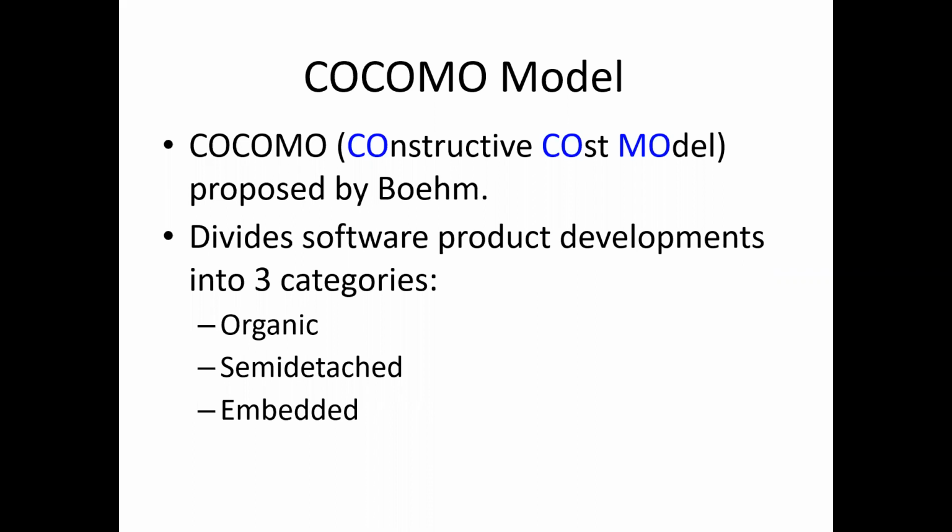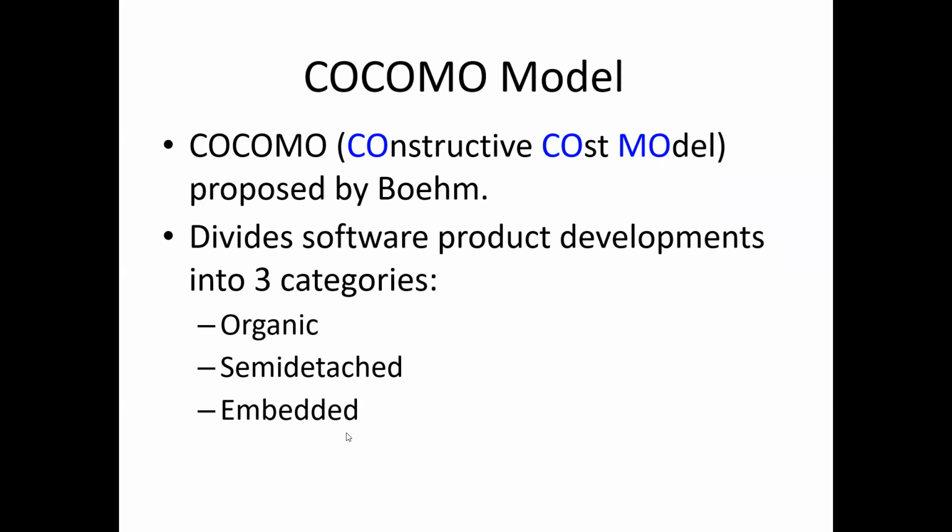For that, your first step is to think what type of software you have developed. How many types are there? There are 3 types: basically organic, semi-detached, and embedded. Organic is very simple. Semi-detached means it is not very simple, not very complex, an average software. Embedded means very complex software you are developing. So whatever software you have developed comes into which category? One is organic, one is semi-detached, and one is embedded.